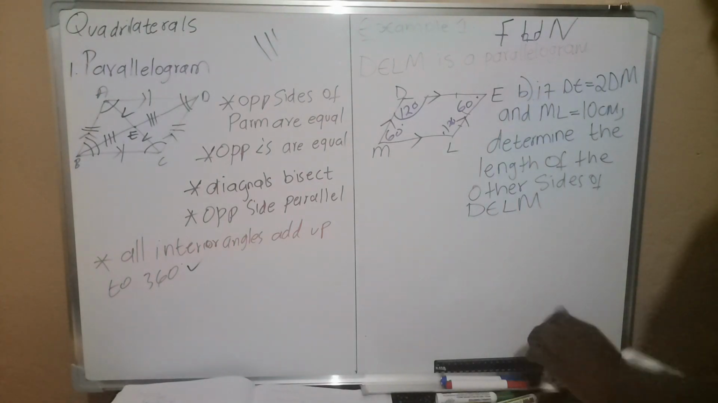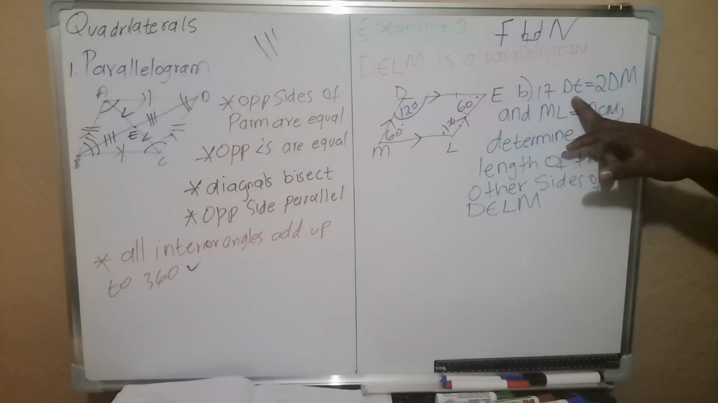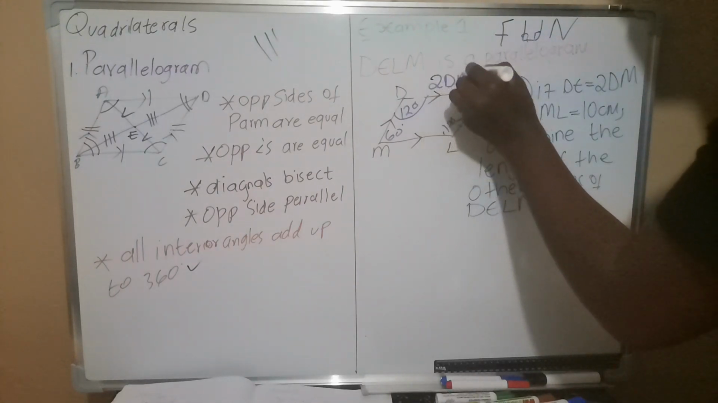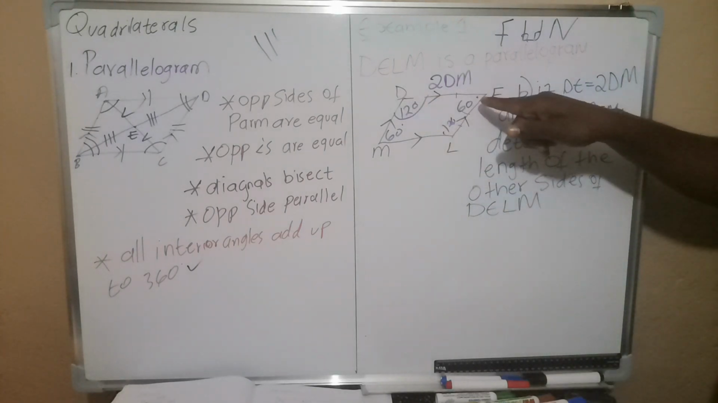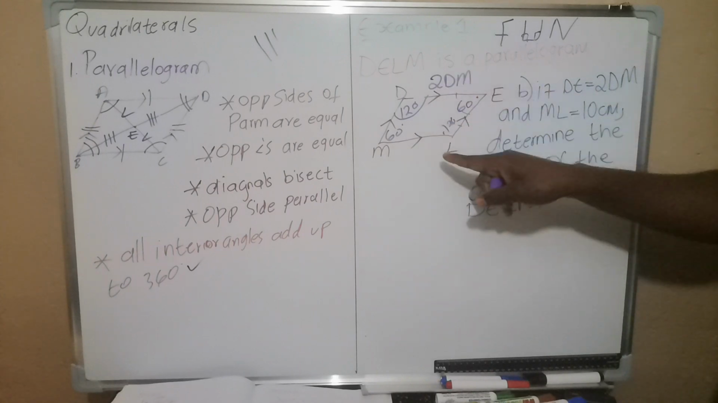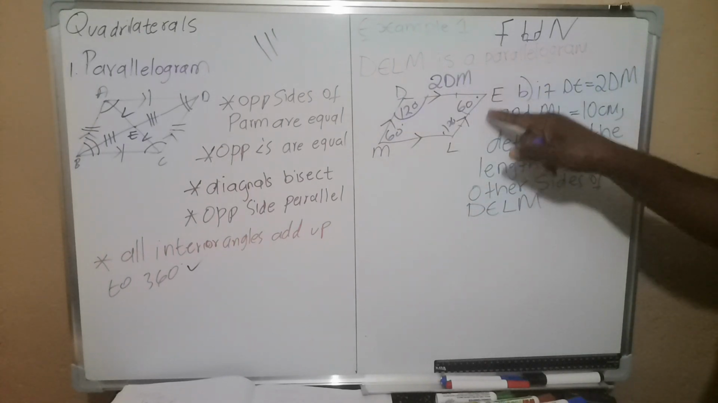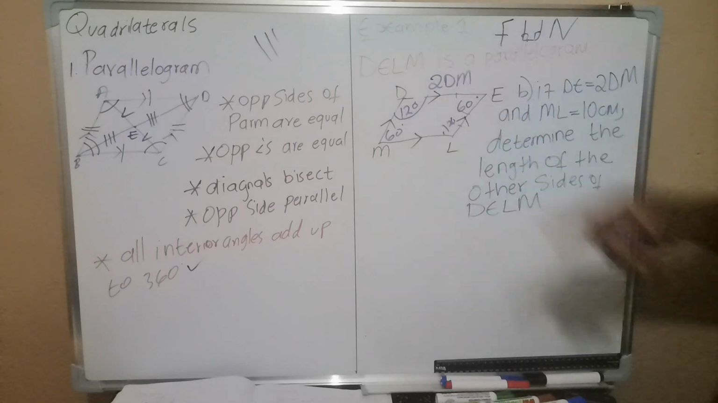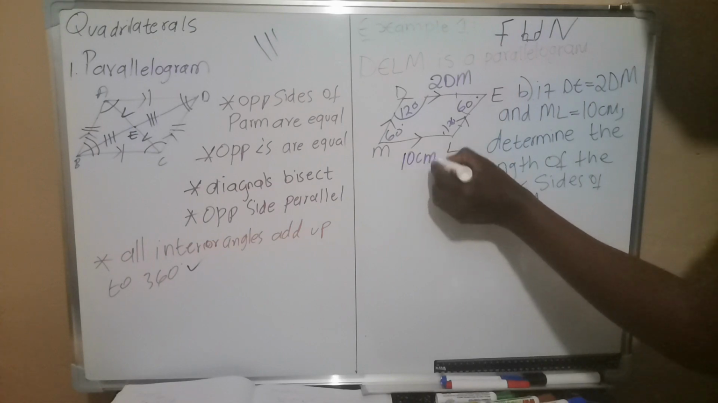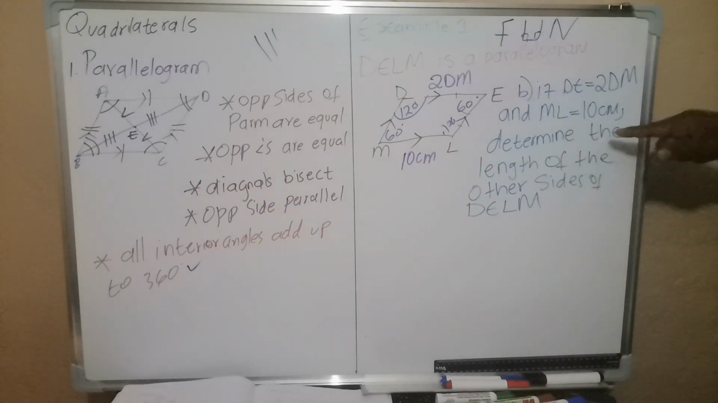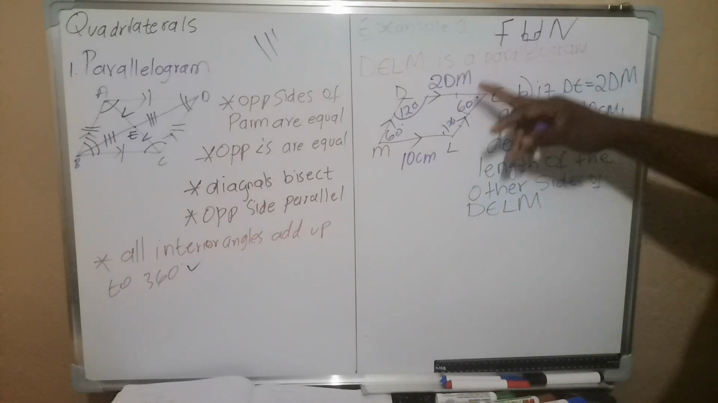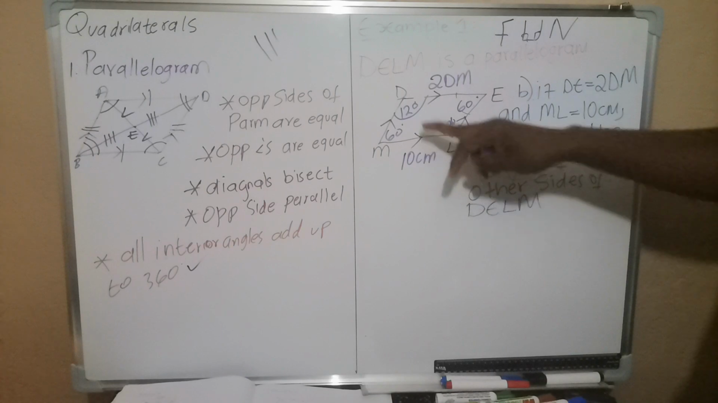So number B gives: if side DE, where is our DE? It's 2 times DM. That means side DE is 2 times side DM. And ML is equal to 10 centimeters. Determine the length of the other sides of DELM. You need to find the length of EL, DM, and properly the length of DE.